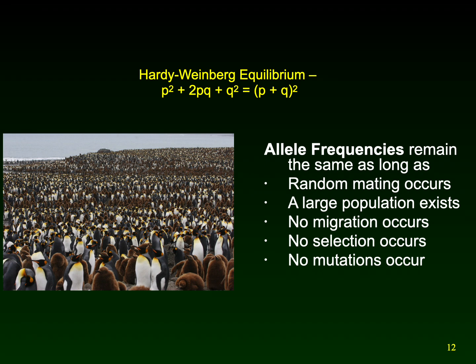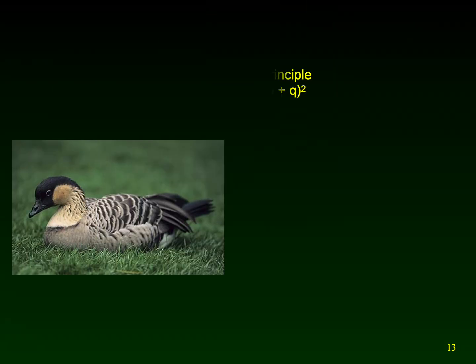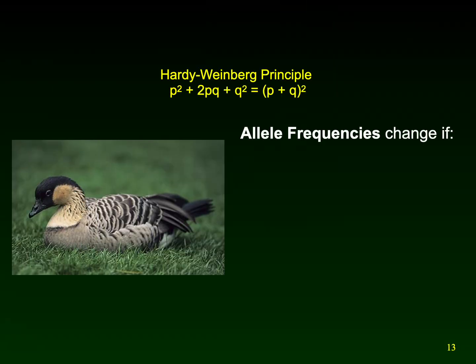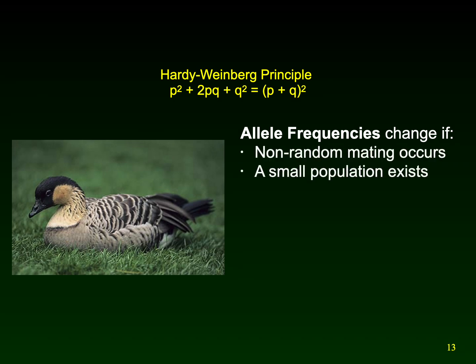Okay, and in a population, allele frequencies will remain the same as long as there is random mating, a large population exists, there is no migration, no mutation, and no natural selection. The Hardy-Weinberg equilibrium then says allele frequencies will change if there is non-random mating, if the population is very small, or there's a high degree of migration, or there's selection. Okay, and so these kind of give us the parameters for evolution.